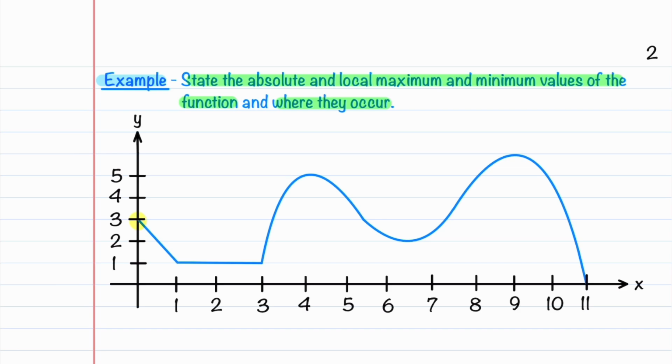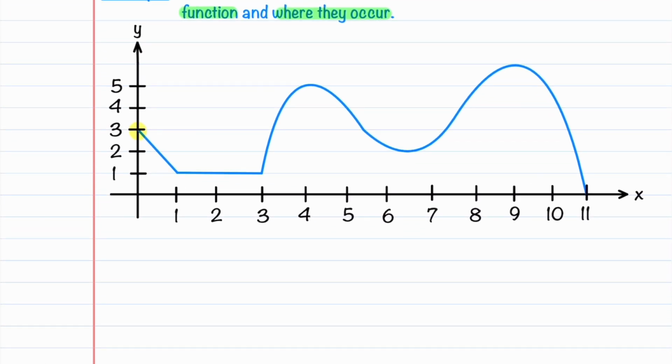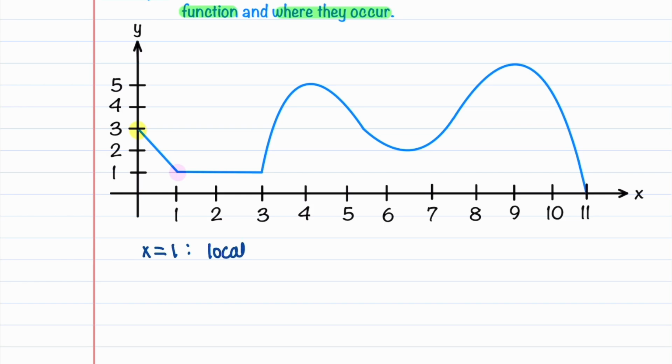It could be an absolute max or min, but if you look at all the other points on the graph, you can see that there are points higher than this point, so it is not an absolute max. So we just say that that point is neither an absolute or a local max or min. Let's now look when x is equal to 1. At x is equal to 1, we have a local min. Our function at x is equal to 1 is less than or equal to the points around it.